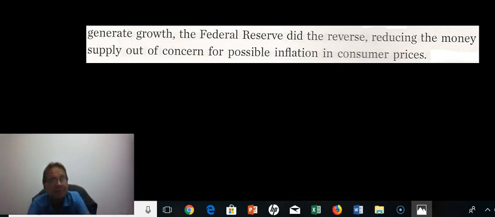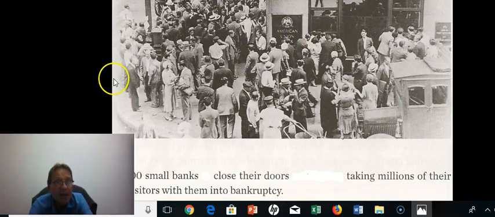Keynesian economics. The Federal Reserve in this case did the reverse. They reduced the money supply out of concern for inflation and consumer prices. And 10,000 banks, as we mentioned, closed their doors, taking millions of their depositors with them into bankruptcy.